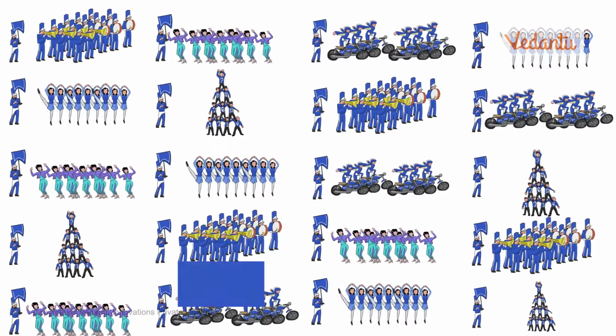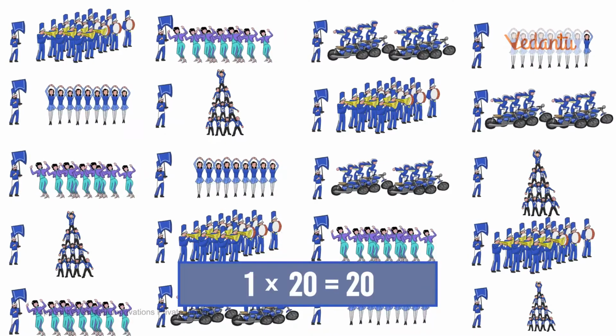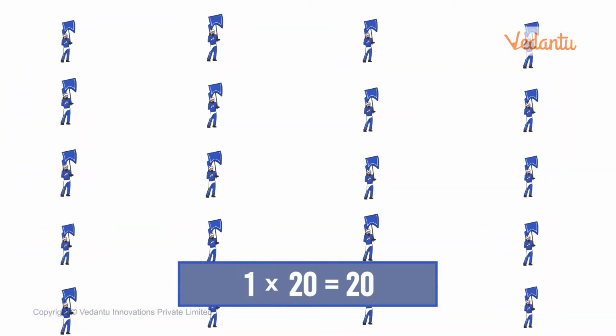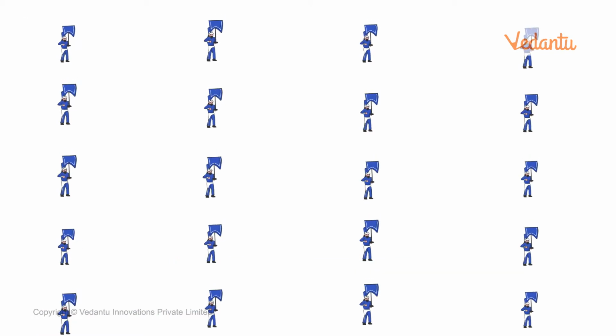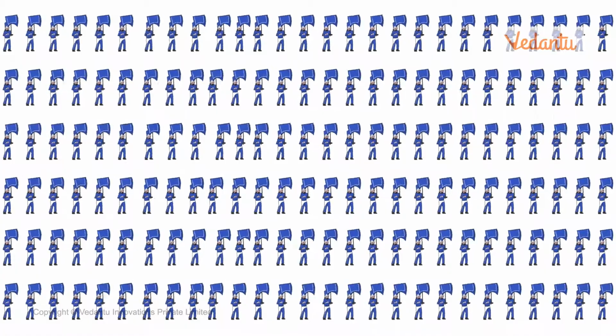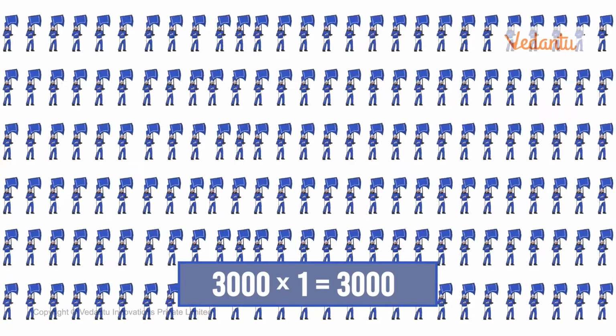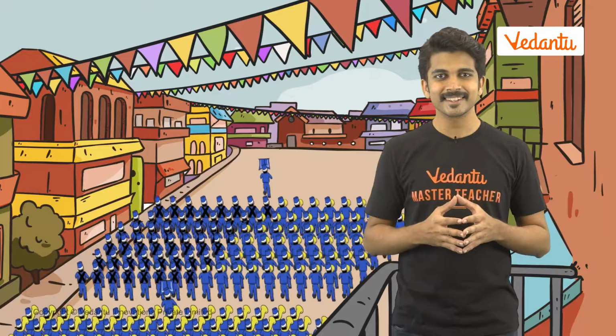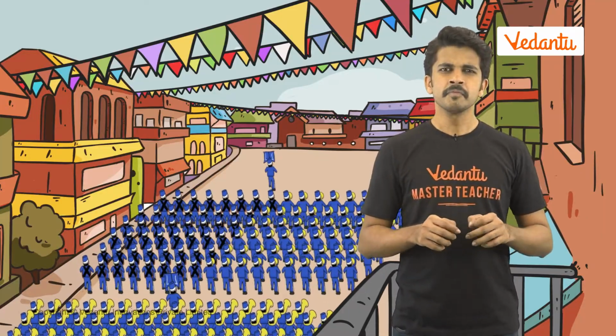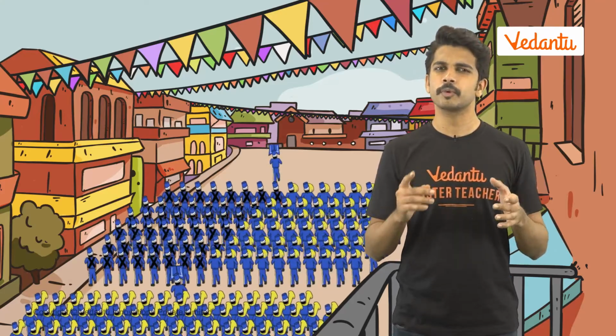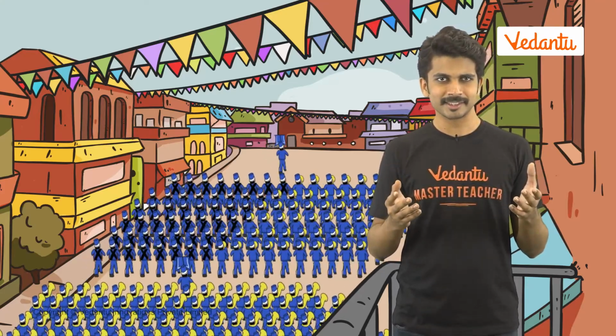We need to multiply one banner for 20 units of the parade. And we get 20 banners as a result. What if the parade was really huge and there were 3,000 units like this? We would multiply 3,000 into 1. That is 3,000 banners. This shows us that when any number is multiplied with 1, it results in the number itself.